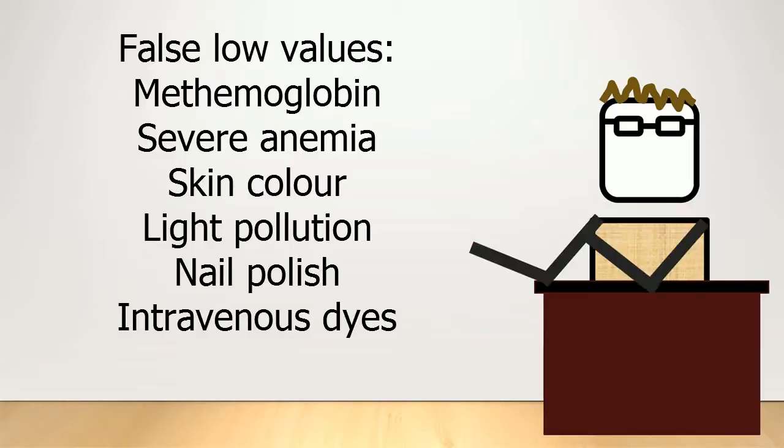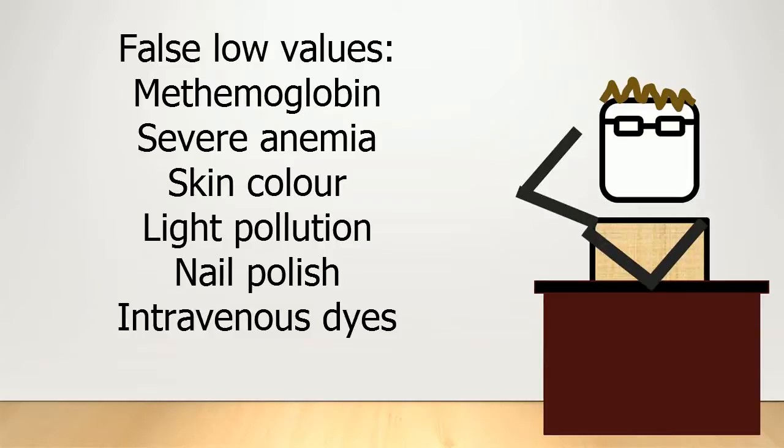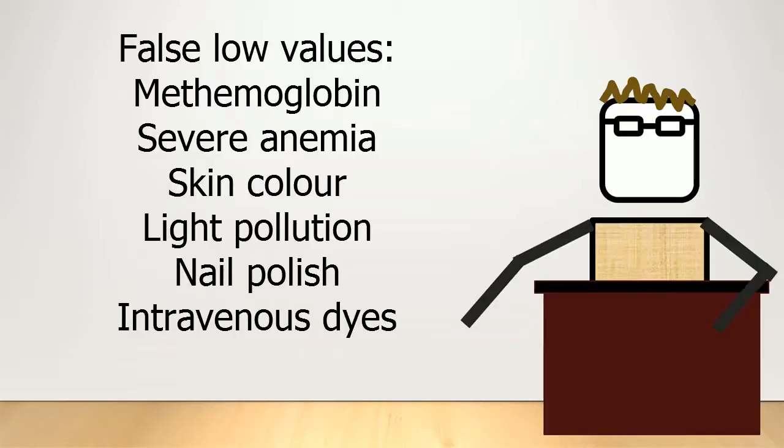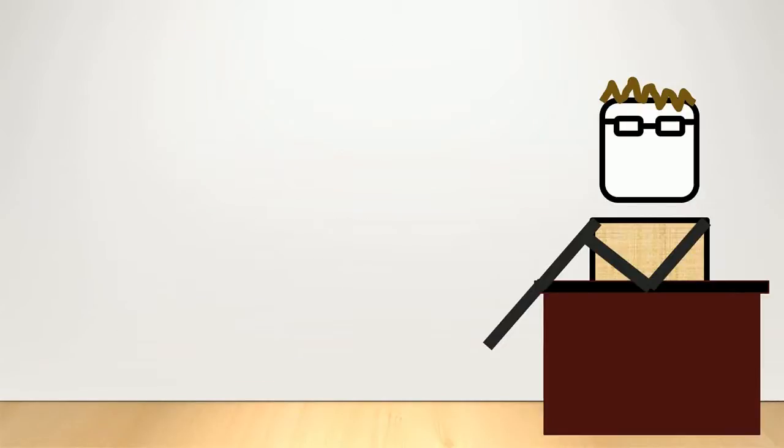Finally, some dyes that are given intravenously, such as methylene blue, which is used to treat refractory shock and also, ironically, methemoglobinemia, can give a falsely low oxygen saturation as it absorbs light in the same range as the light emitter is using. But these dyes are very transient, and so the effect is transient and quickly clears the body, and the oxygen saturations will return back to their normal levels.